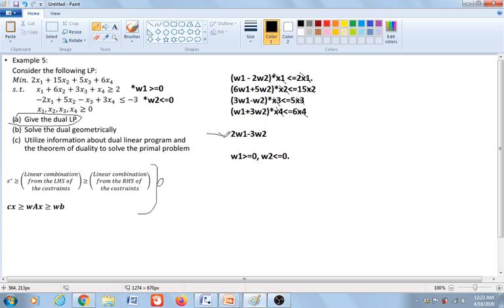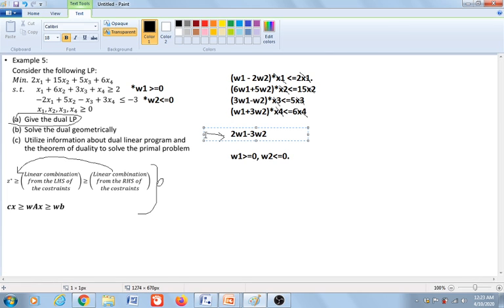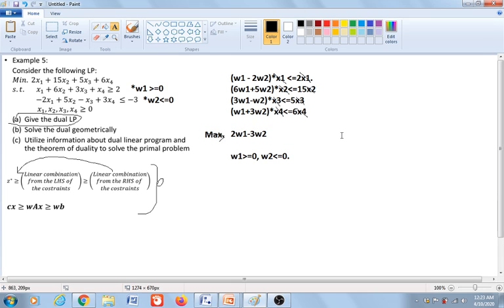And for this one, so we get this from the right hand side, so we need to make the right hand side as close as possible to the z star. So because it is less than the z star, we need to max the 2w1 minus 3w2. So now what we have here is just another LP, and that LP is the dual of this problem.